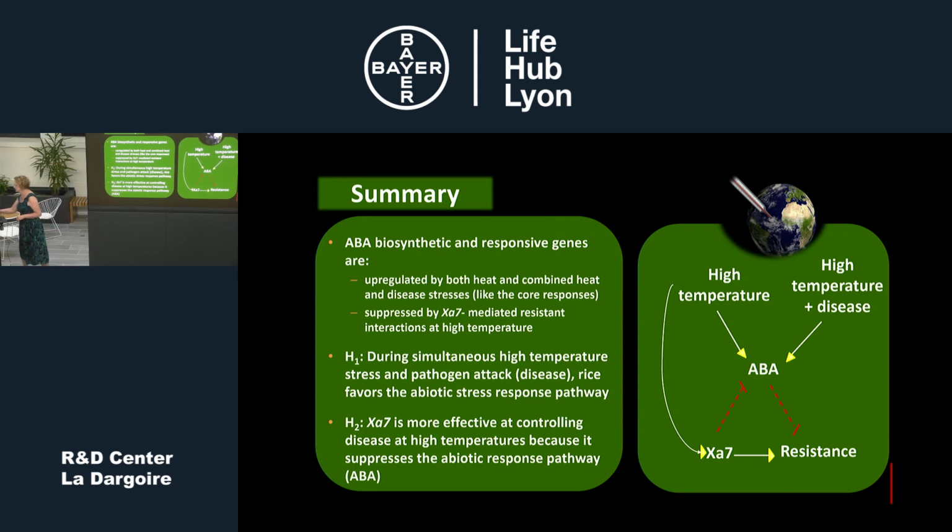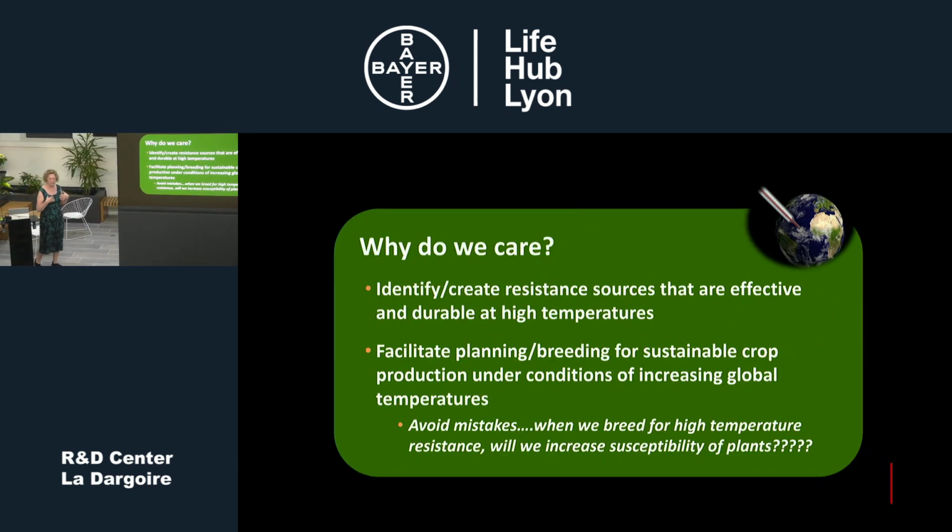Now, what are the implications of this, and why do we care? Well, in the long term, we want to be able to identify sources of resistance that are effective at high temperature and don't fail at high temperature, and to facilitate crop breeding into the future. What I tell my students is the key thing is we want to avoid mistakes. We want to make sure that if we breed for high temperature, we're not putting a gene in there that's going to break down when we put it out in the field with disease. And I can tell you from personal observation that there are examples where the breeders of rice have worked hard to get a resistance to drought stress tolerance into rice, only to put it in the field and have it break down due to pathogen pressure.